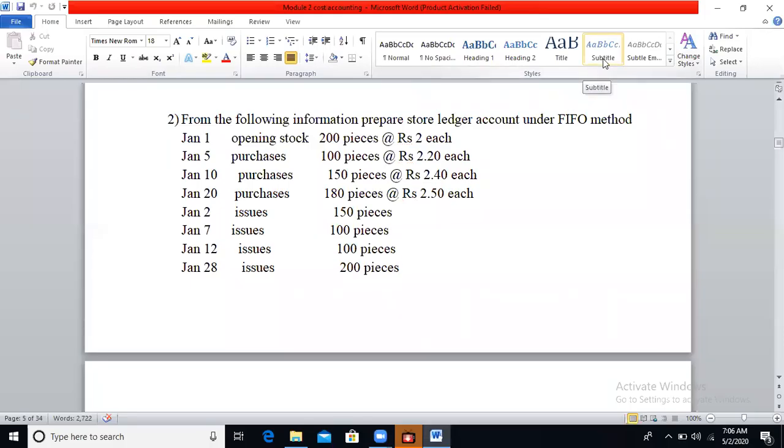Good morning. Let's see the next problem. From the following information, prepare stores ledger account under FIFO method.